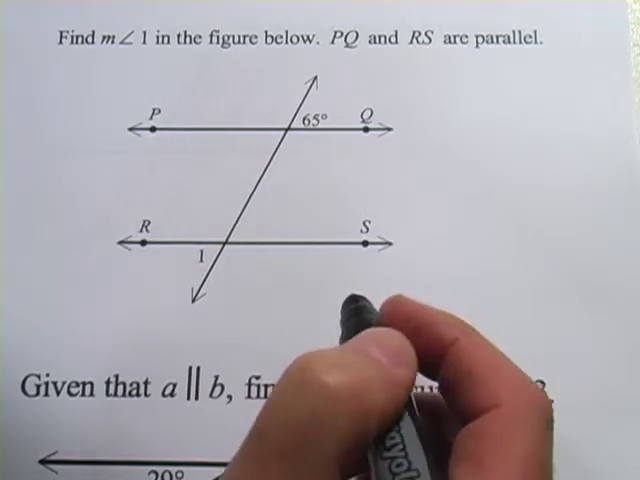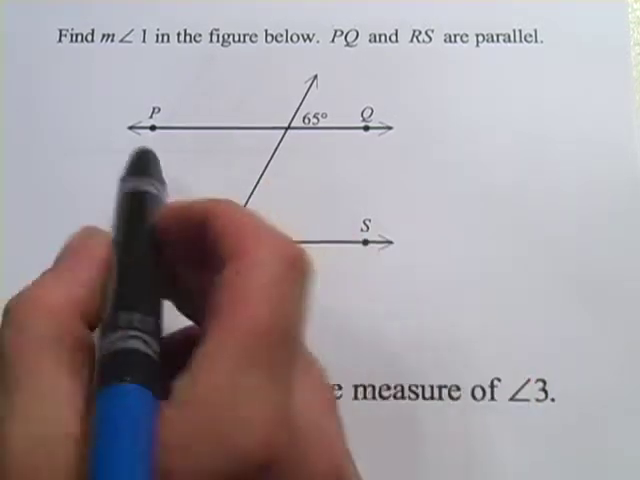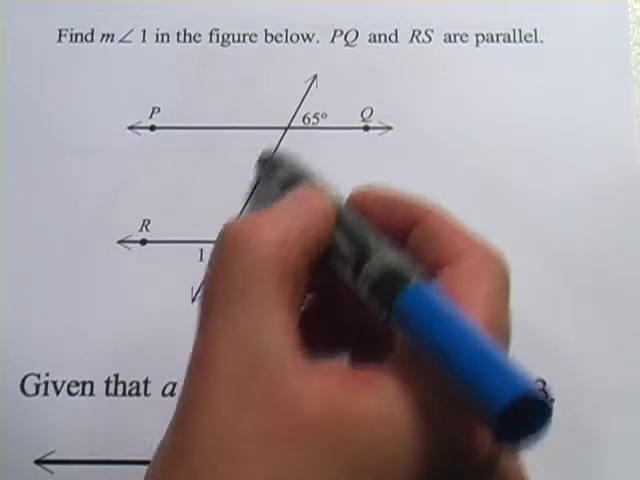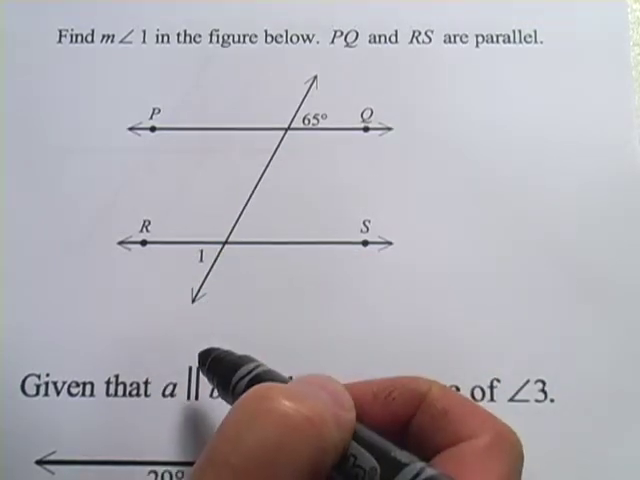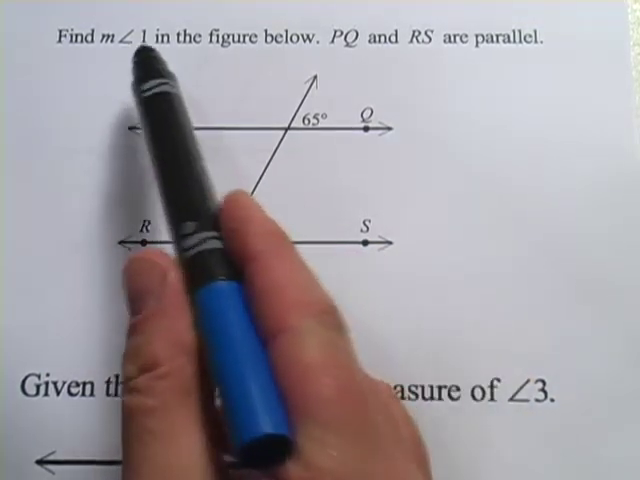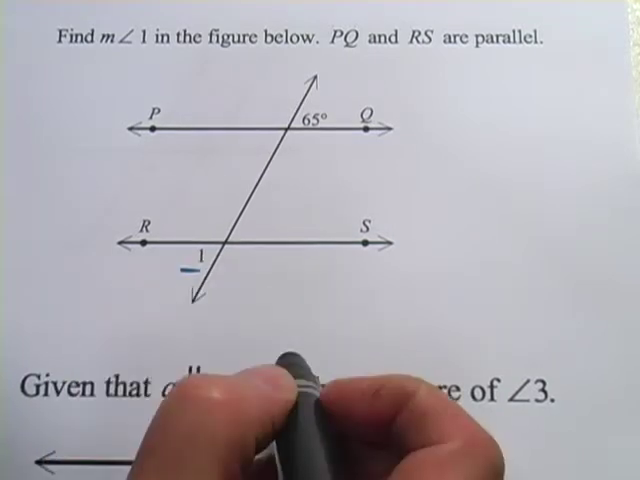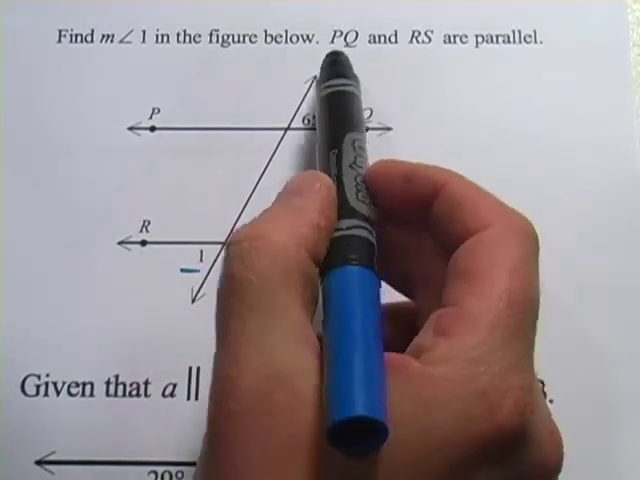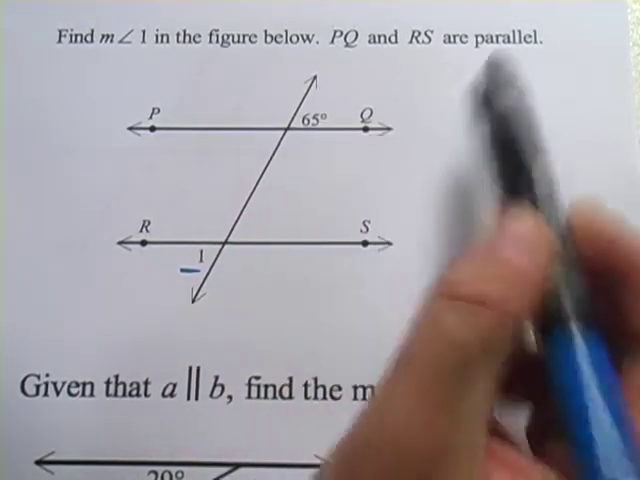Here we're doing some more problems that have to do with transversals, where you've got a couple of parallel lines and a transversal that crosses both those lines. This first one says find the measure of angle 1, so this angle down here, in the figure below, and it says PQ and RS are parallel.